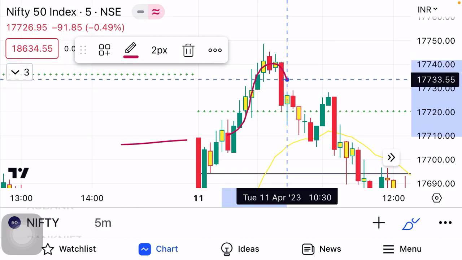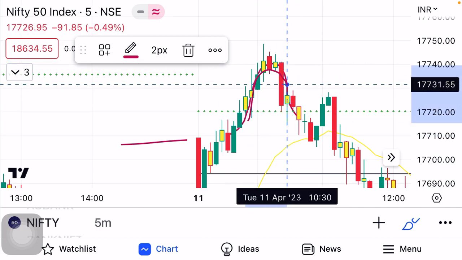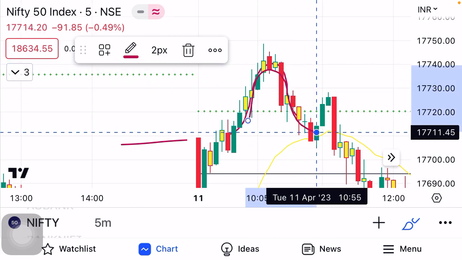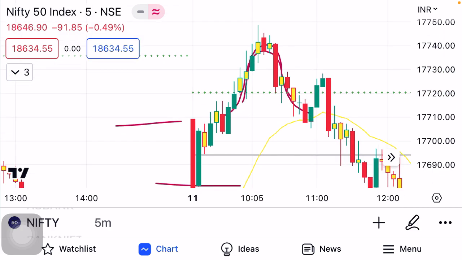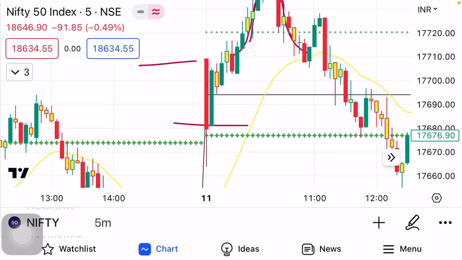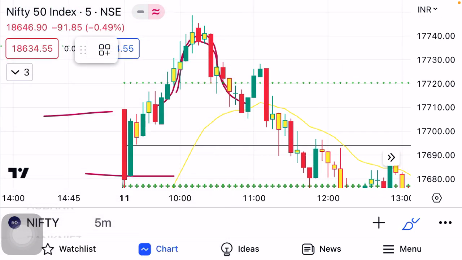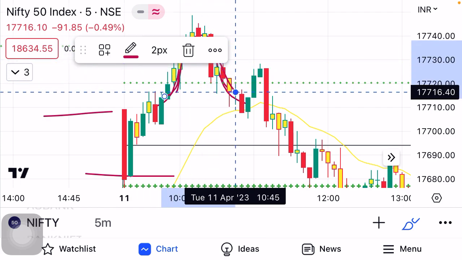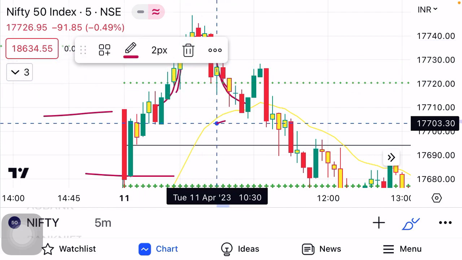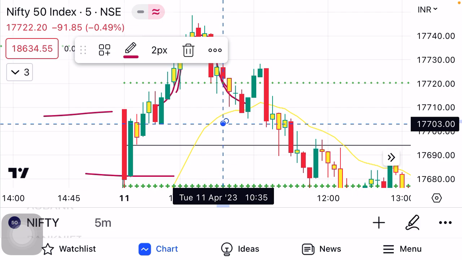And if you feel like this is a reversal, you can think about taking a put position, but I don't suggest you take such types of trades. And it is a reversal from this point. It's around 10:30.